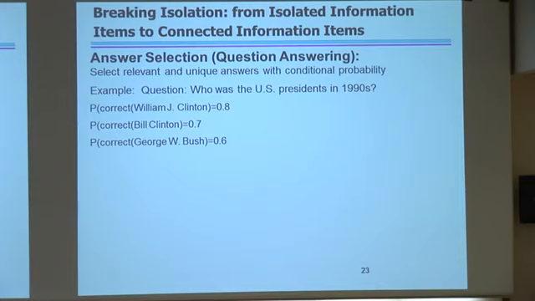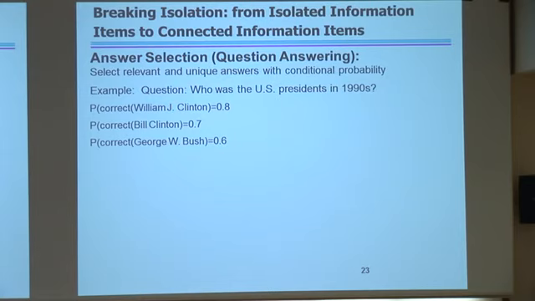Let's say that we will be able to learn the probability model, and we can utilize the model to answer the question, who was the US president in the 1990s? And let's say we have three answer candidates. The first one is William Clinton, which has a high probability of 0.8. The second one is Bill Clinton, which also has a pretty high probability, 0.7. The last one is George Bush, which has a little bit lower probability of 0.6.